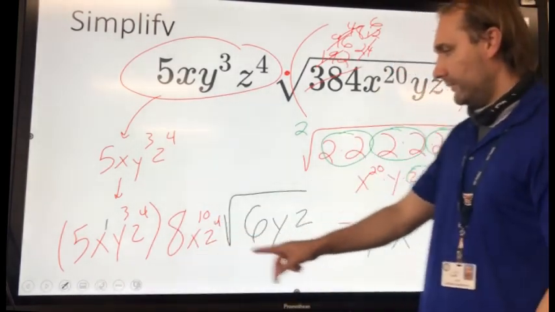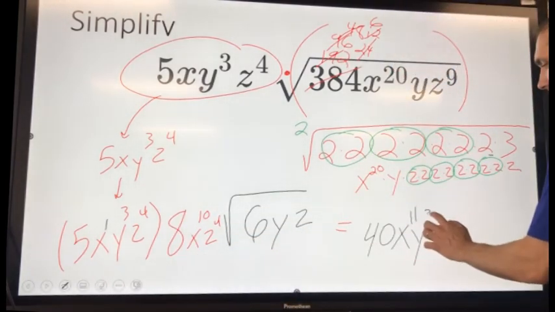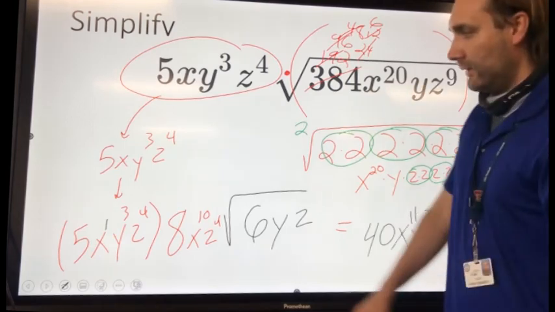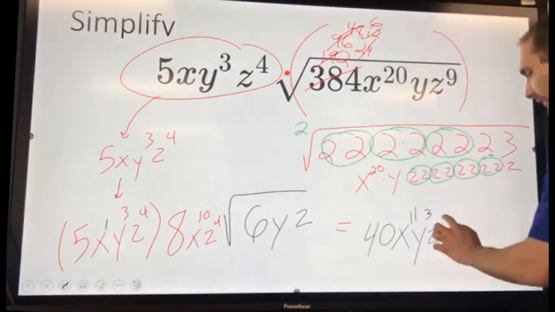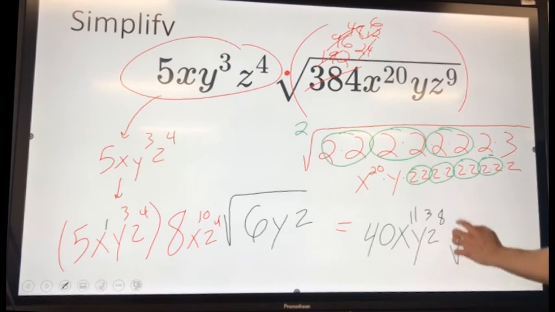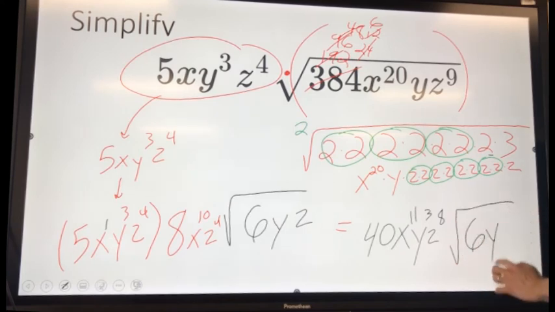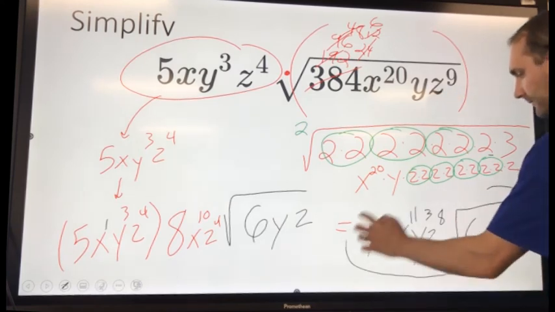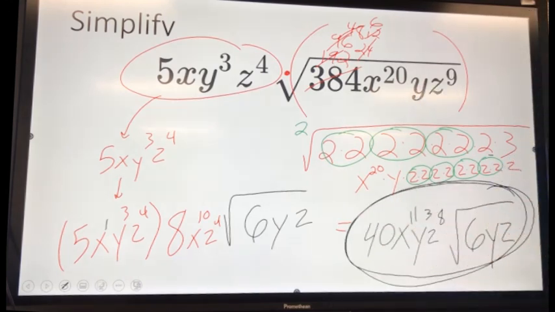How many y's? Y cubed. And then z to the 8, because 4 plus 4 gives me z to the 8. And that's all times the square root of 6yz. Finally, we're there. Do you understand? That's done. That's so easy.